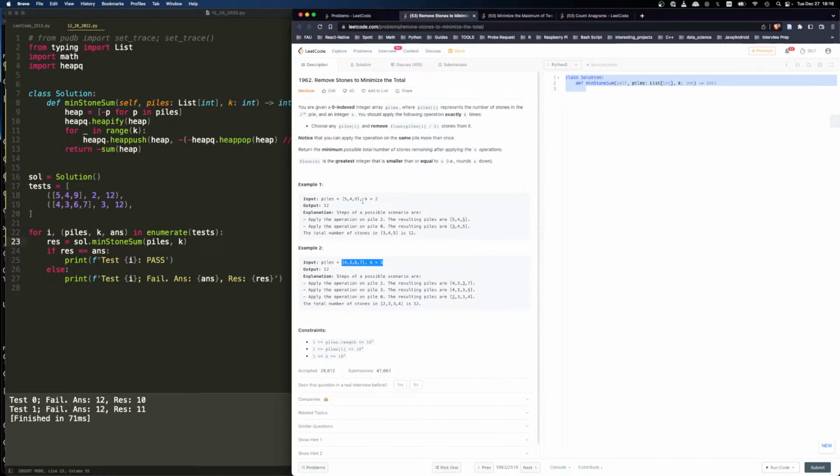Divide by 2 is 4.5. We do floor, which is the greatest integer that is smaller or equal to x. How do you go to 5? Nine divided by 2 is 4.5.